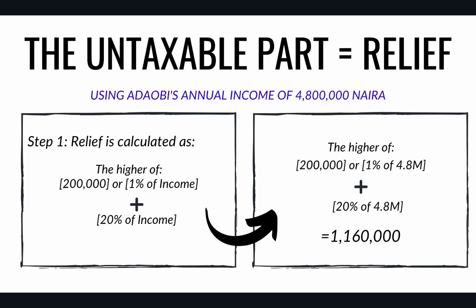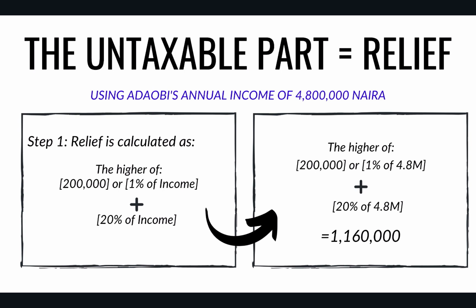Now let's use Ada as the example. Remember that Ada had an annual income of 4.8 million. So the example will become the higher of 200,000 naira or 1% of 4.8 million. Now 1% of 4.8 million is 48,000 naira. If you compare 48,000 naira and 200,000, you will agree with me that 200,000 naira is higher. So you will now take 200,000 naira and add 20% of 4.8 million, and you will get 1,160,000 as Ada's relief.